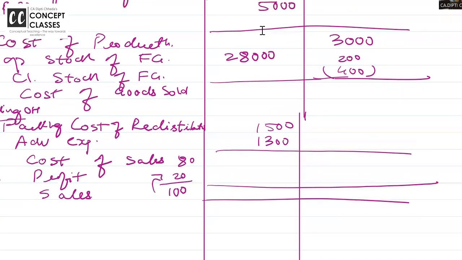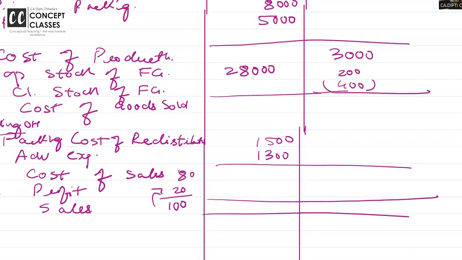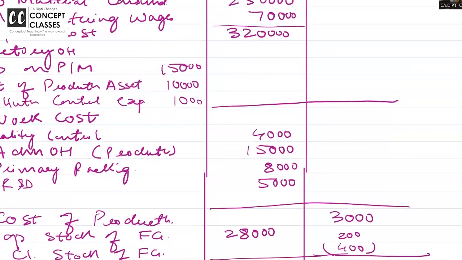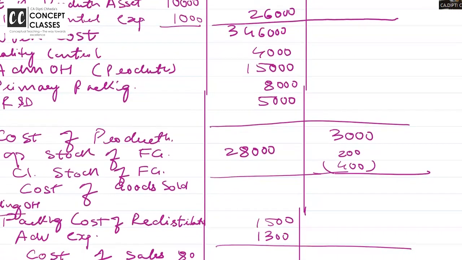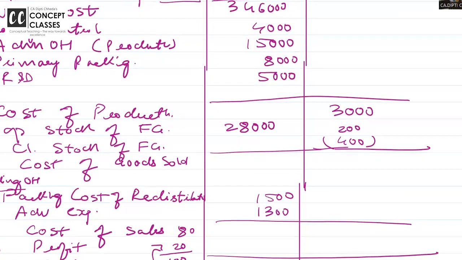Yes. Very active. Thank you so much for the response. Now I want you to do the calculations also and put in the chat box one by one. Have we finished with the factory overhead? 25 and 26,000. 3,46,000.